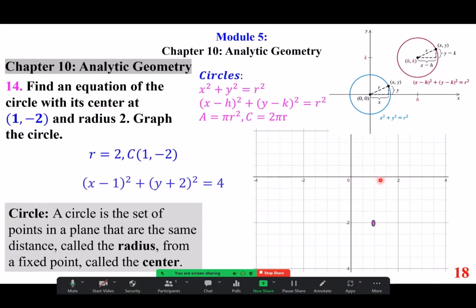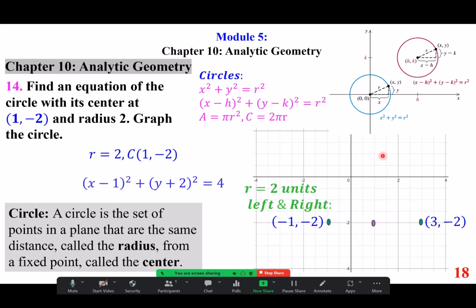So the center is located at 1, -2, so 1 to the right, 2 down. And now we look at the radius. Since the radius is 2, we add 2 units to this point going left and right as well as up and down. So left and right will give us the pairs -1, -2 and 3, -2.